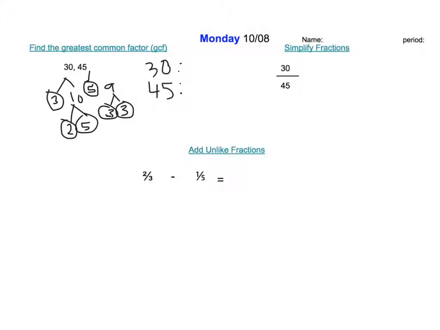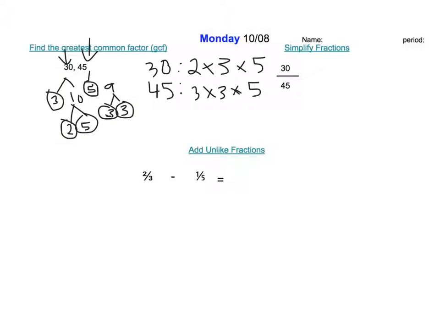So first we're going to start out with 30. That's 2 times 3 gives me 6. And then 6 times 5 is going to give me 30. So smallest to biggest. Now for 45, we have 3 times 3 times 5.